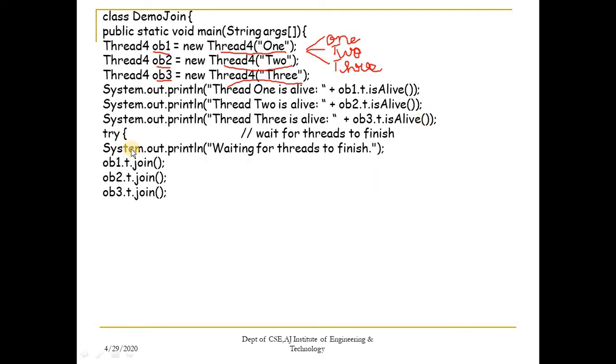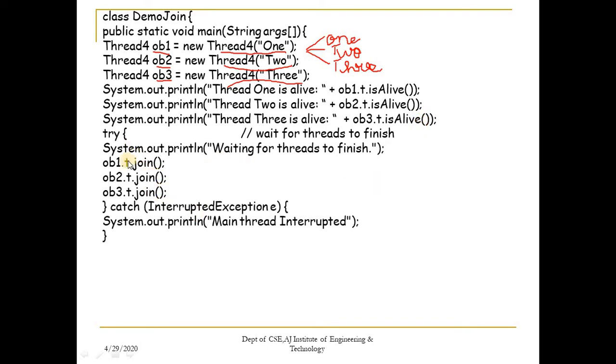Next, inside the try block we are calling the join method. That is, we are waiting for the 3 child threads to finish. How will we wait for the 3 child threads to finish? By calling the join method. That is ob1.t.join, which represents thread 1. ob2.t.join waits for thread 2 to finish. ob3.t.join will wait for thread 3 to finish. So by calling the join method, you are waiting for all the 3 threads to finish.